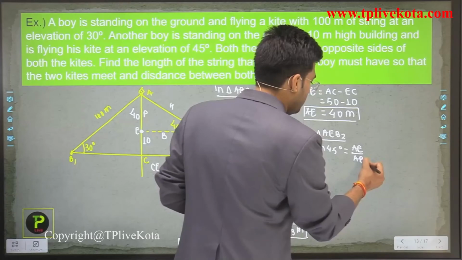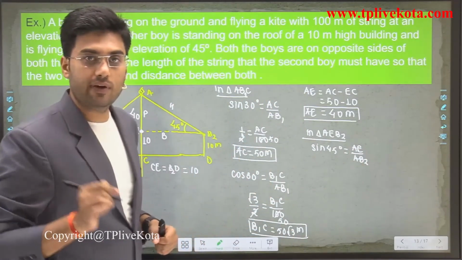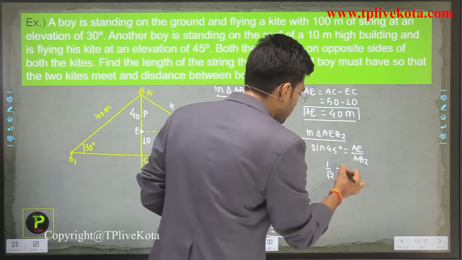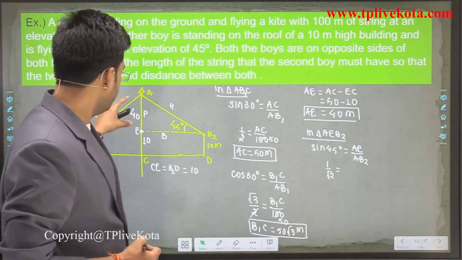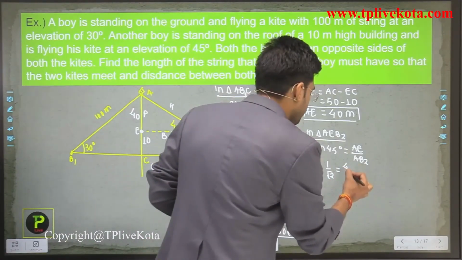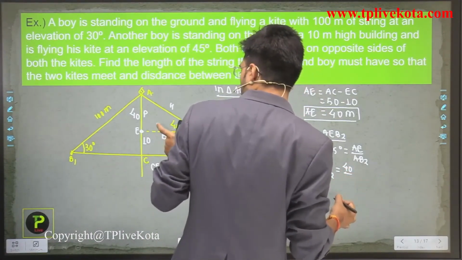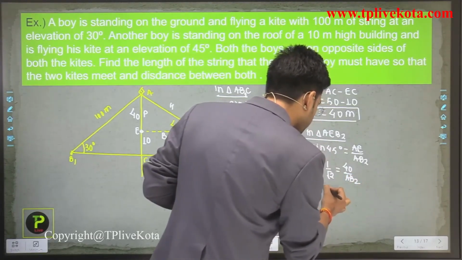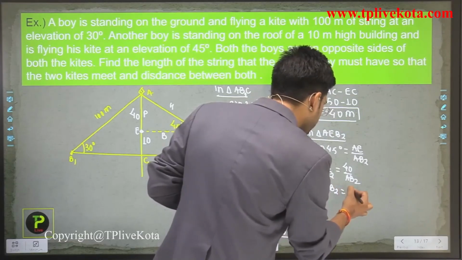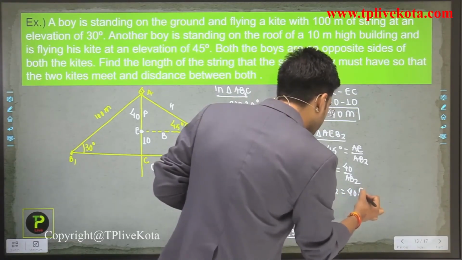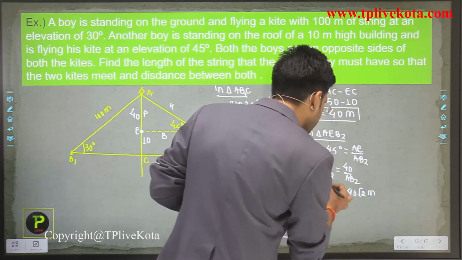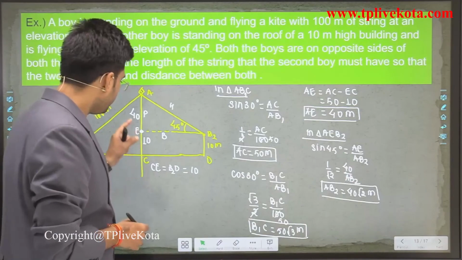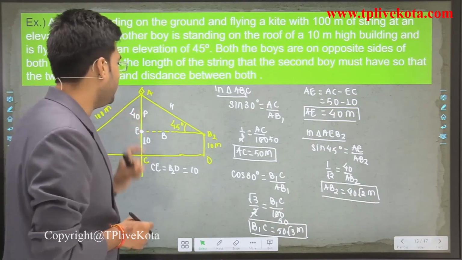Now what is the value of sine 45 degree? Sine 45 degree is 1 upon root 2. AE is 40, and AB2 we have to find. So students, when we solve this, what will we get? AB2 is equal to 40 root 2 meter. It is 40 root 2 meter. Clear?